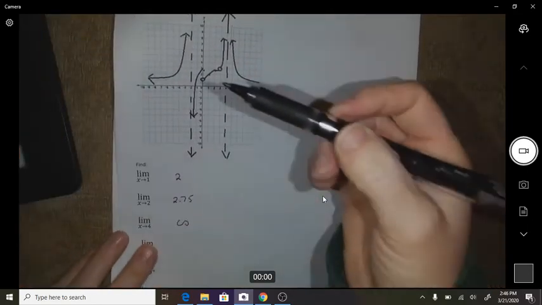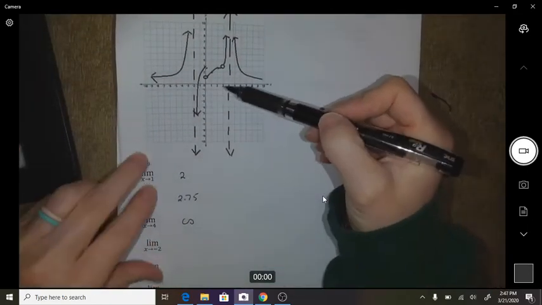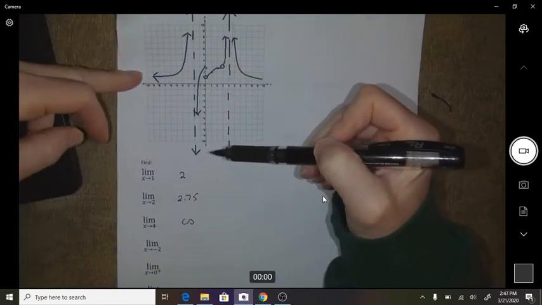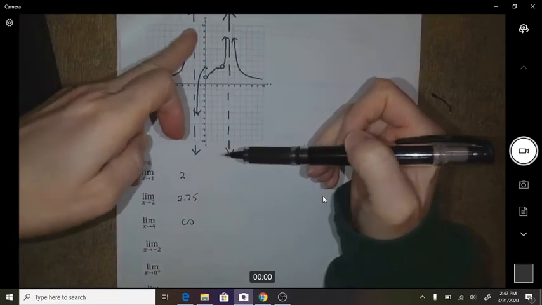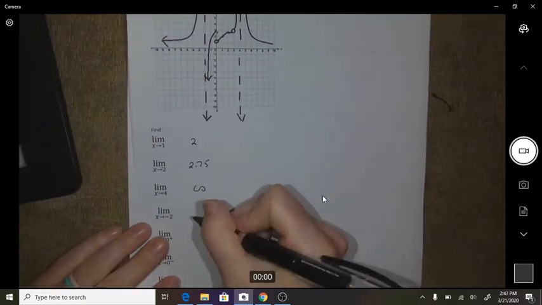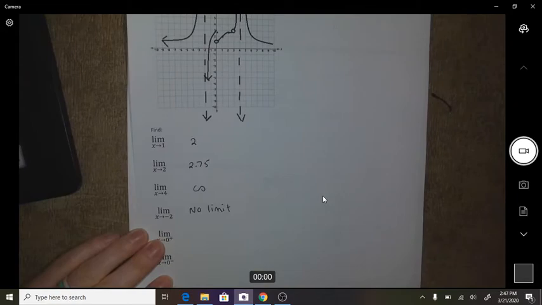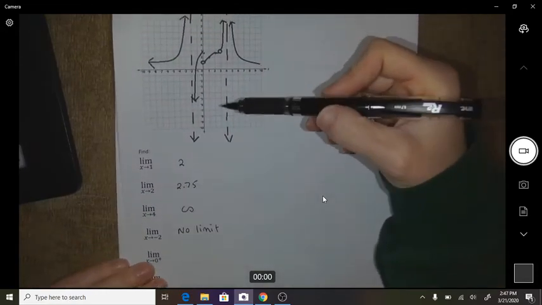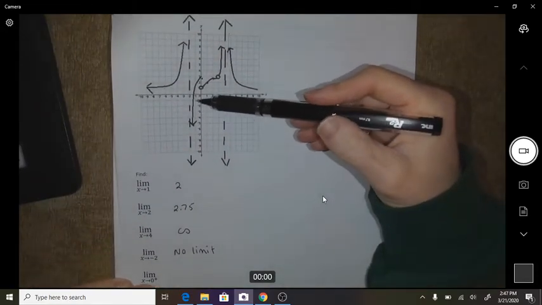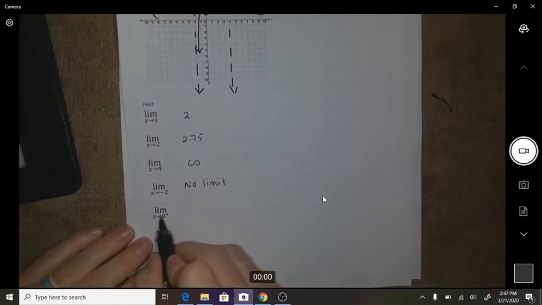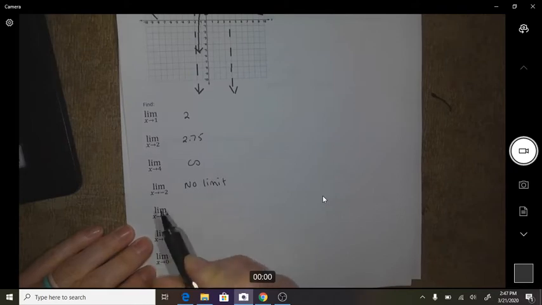Okay, so -2, as I come towards -2, my graph goes to negative infinity. Here, if I'm going to -2, I'm going to positive infinity, so there is no limit. So in order to have that limit, I have to approach the same thing from both sides, and it did not.